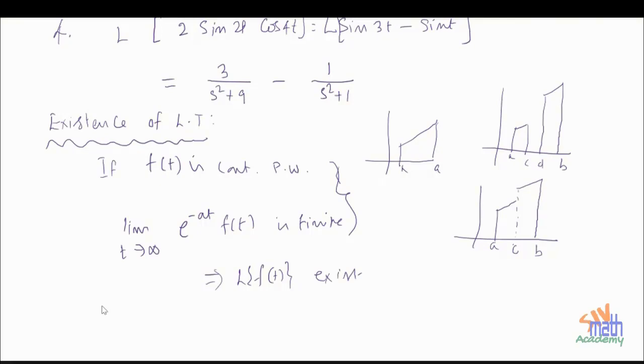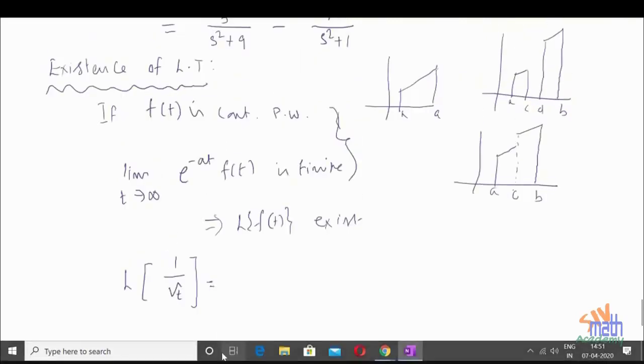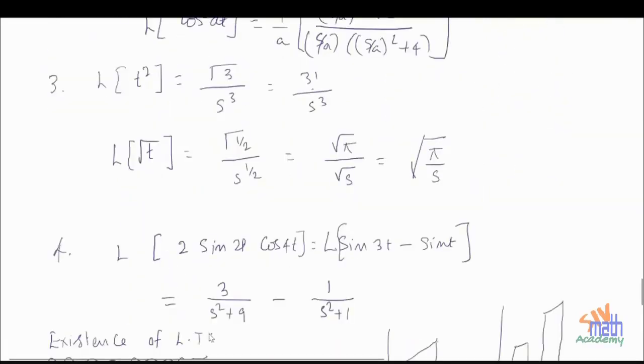We say that if this condition holds, then the transform exists, but it is not necessary. Necessary in the sense that, if the Laplace transform of a function exists, can we say that these conditions are satisfied? No. For example, I'll consider L of 1 by root t. What is the value of this? In the previous problem, we handled L of 1 by root t, but it was written wrongly. This problem we have done wrong. This is 1 upon root t.